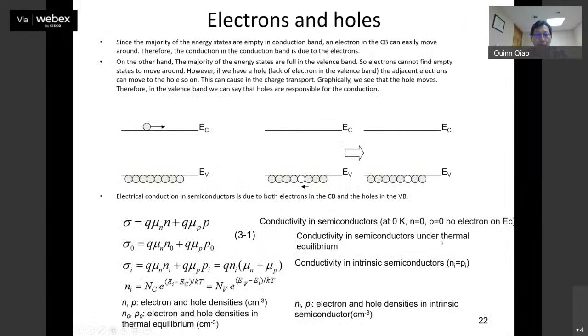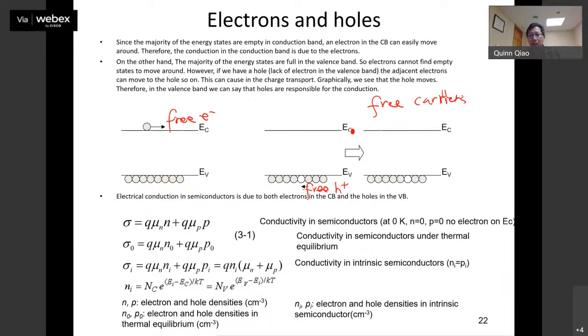Whenever you have an electron in the conduction band, it is called a free electron. Whenever you have a hole in the valence band, it is called a free hole. The holes like to stay in the valence band, and the electrons like to stay in the conduction band. These electrons on the conduction band and holes on the valence band are called free carriers, including both electrons and holes.